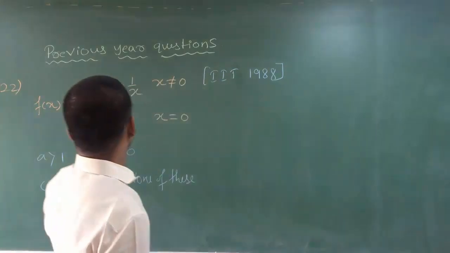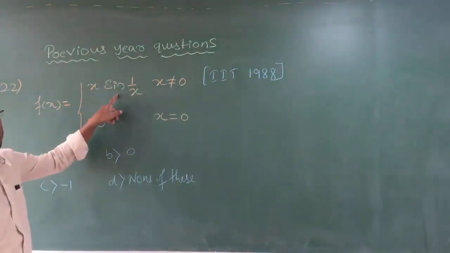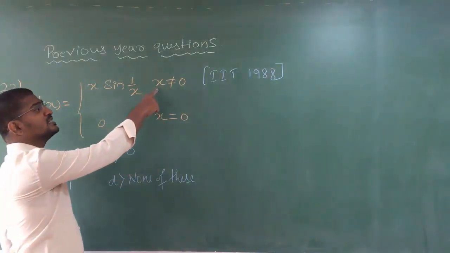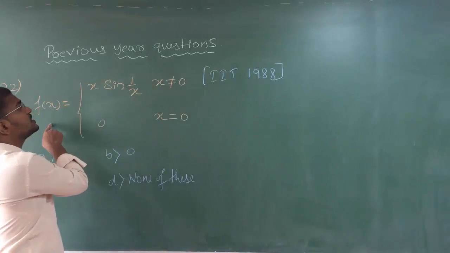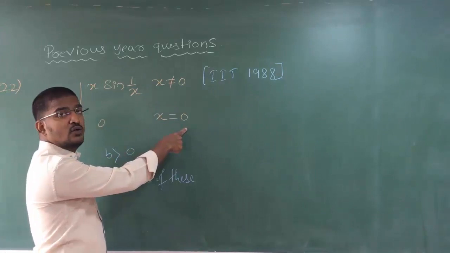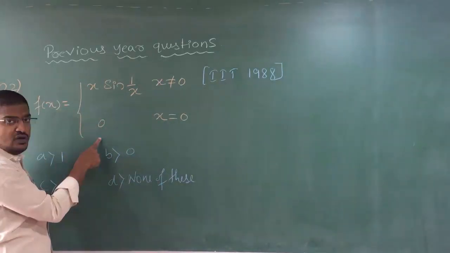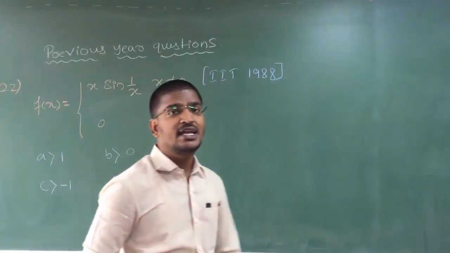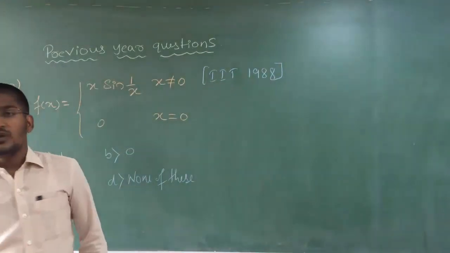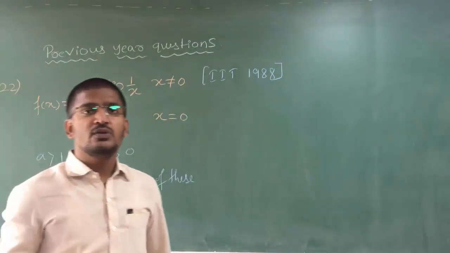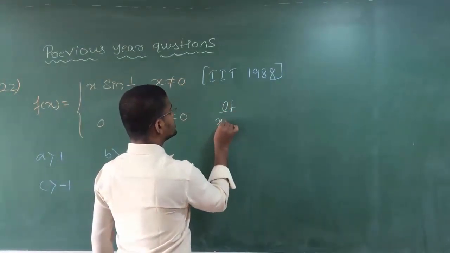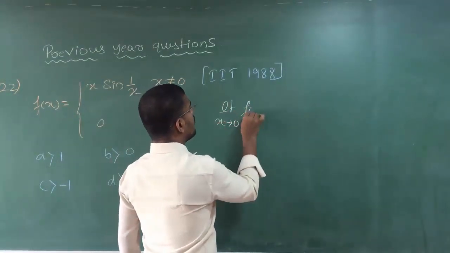So first let us take f of x equal to x sin of 1 by x. Whenever x is not equal to 0, f of x is equal to x sin 1 by x. Whenever x is equal to 0, f of x is equal to 0. It was asked in 1988 IIT exam. So let us try to solve this. If I solve LHL, RHL, f of a, it will be very lengthy process. So what I will do, directly I will solve limit x tending to 0 f of x.